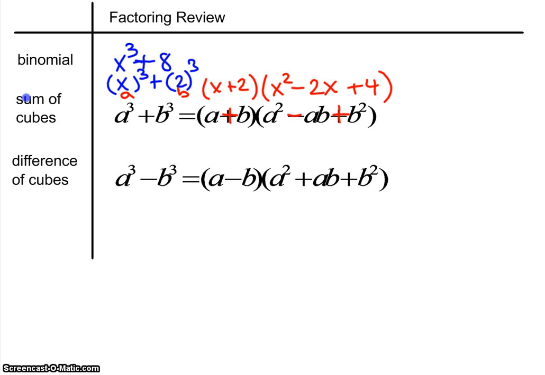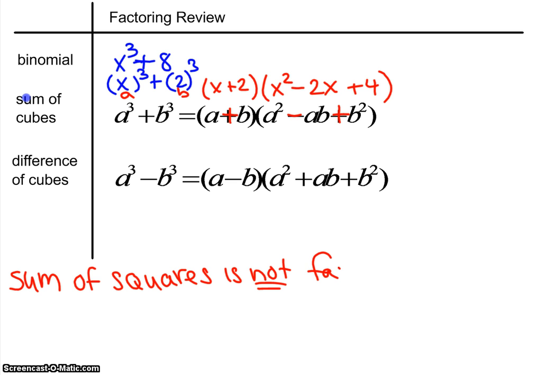Now the one thing you notice is that we had a difference of squares, and now we have a sum and difference of cubes. The sum of squares is not factorable. So if you encounter something like a squared plus b squared, you can't do anything with that.